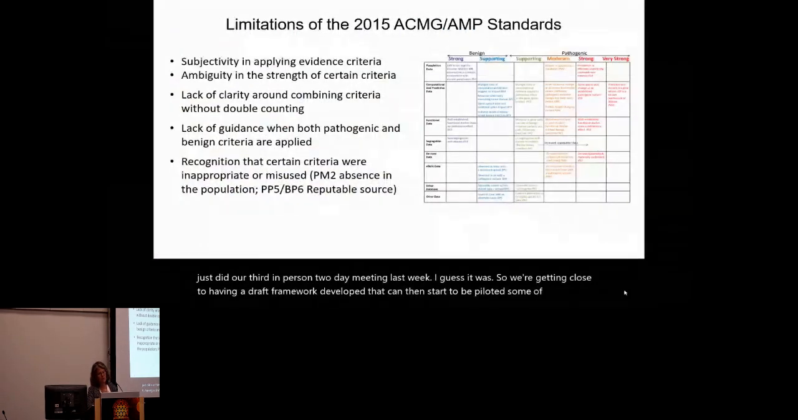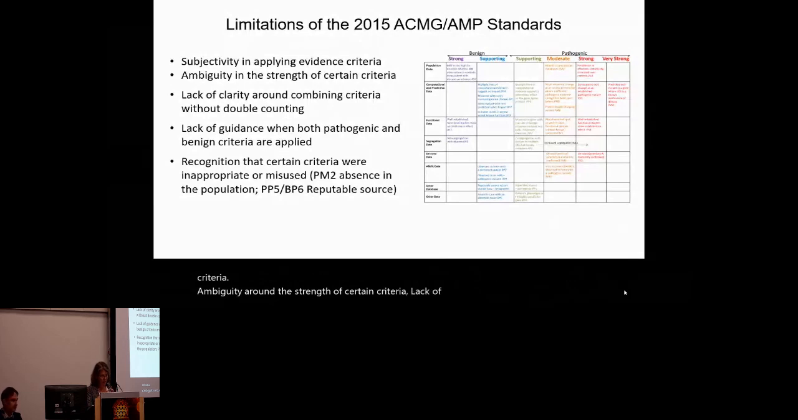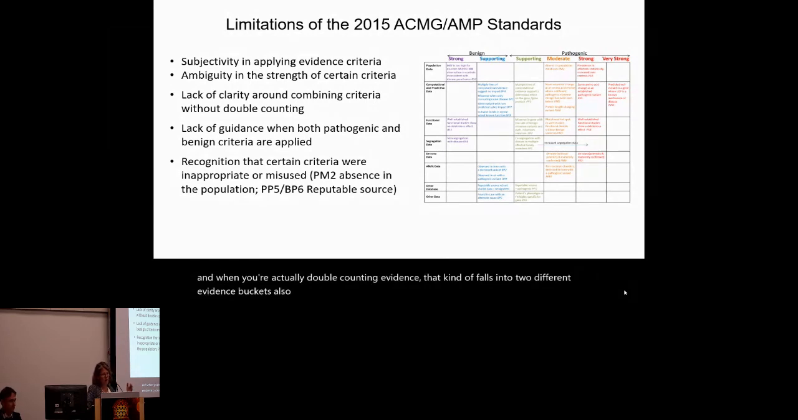Some of the limitations of the 2015 guideline were issues around subjectivity in when you apply evidence criteria, ambiguity around the strength of certain criteria, lack of clarity around combining criteria and when you're actually double counting evidence that falls into two different evidence buckets. Also, lack of guidance on how to combine criteria when some of the evidence is towards pathogenicity and some towards benignity. And so how do you merge that together when the guideline didn't really clarify that? And then recognition that certain criteria were just totally inappropriate or misused.